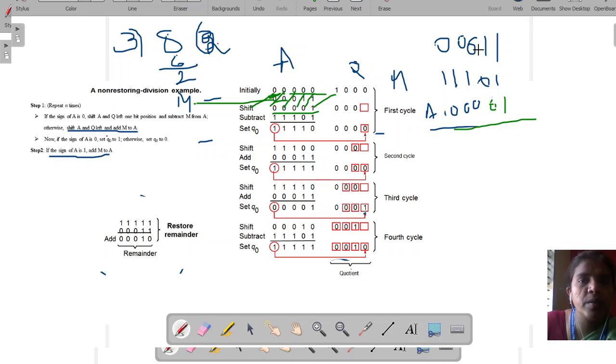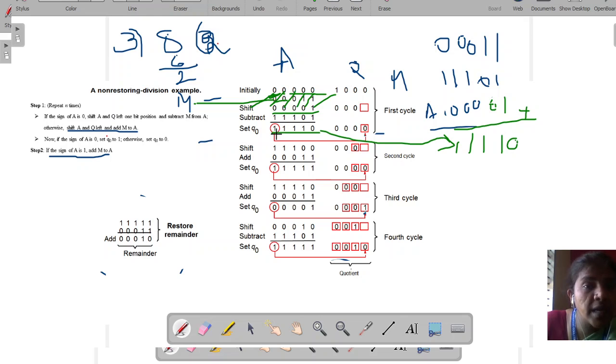A is 0 0 0 1. Don't get confused, it's not 6. We are dealing with only binary number division. Now you can see what result you are getting. The result obtained is 1, 0 and 1 carry, and all 3 ones addition you are doing. You are doing addition, 4 ones and 0, which is the result of the first cycle. The result is negative, hence you set Q naught to 0, which is similar to restoring division.